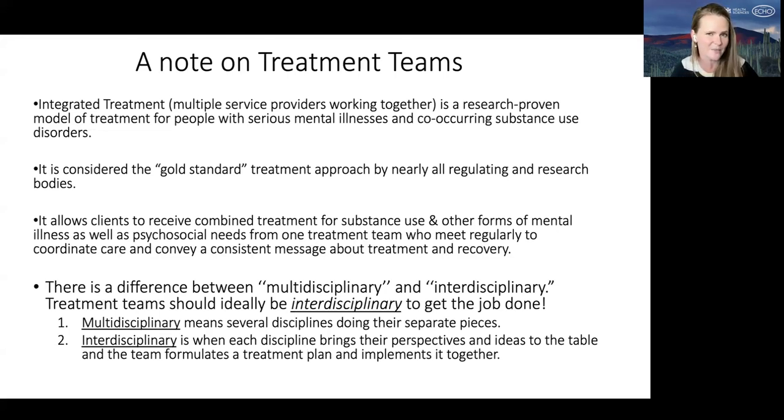A piece here that sounds semantic, but is an important distinction, is that people often use the terms multidisciplinary and interdisciplinary interchangeably, but there is a difference that's important here. Multidisciplinary means that it's lots of different disciplines working together in the sense that they're alongside one another, but they're all focusing on a different piece of the pie. Interdisciplinary teams, as the name suggests, are truly interpolated. So each discipline is bringing their perspective and their ideas to the table together, and the team as a whole is formulating that treatment plan and implementing it together.